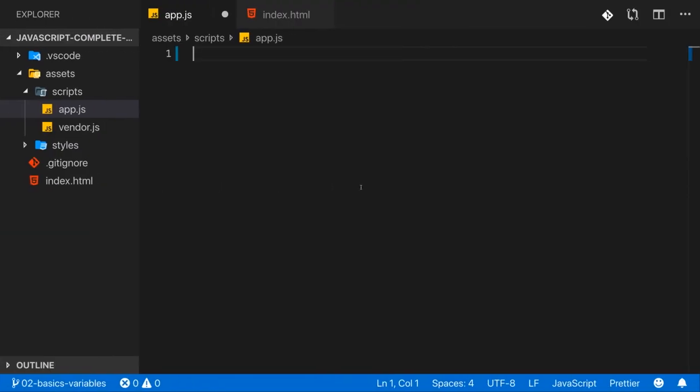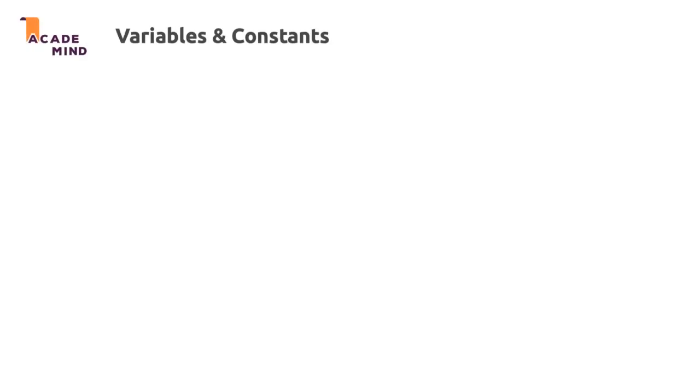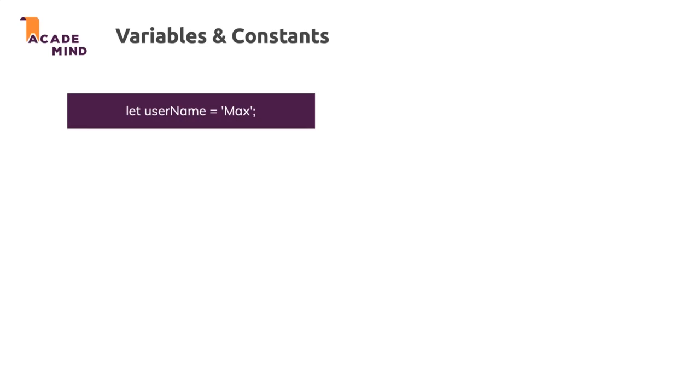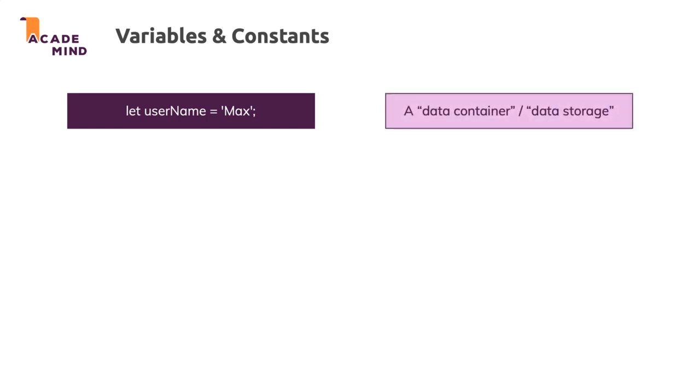Now for that, we'll need a couple of important pieces that will actually be found in most JavaScript programs. For example, variables and constants. That's a core feature, not just of JavaScript, but of most programming languages. Now, what are variables and constants? In JavaScript, you define a variable like this, and I'll dive into the exact meaning here in a second. Now, what a variable is, it's a data container, or data storage, you could say.